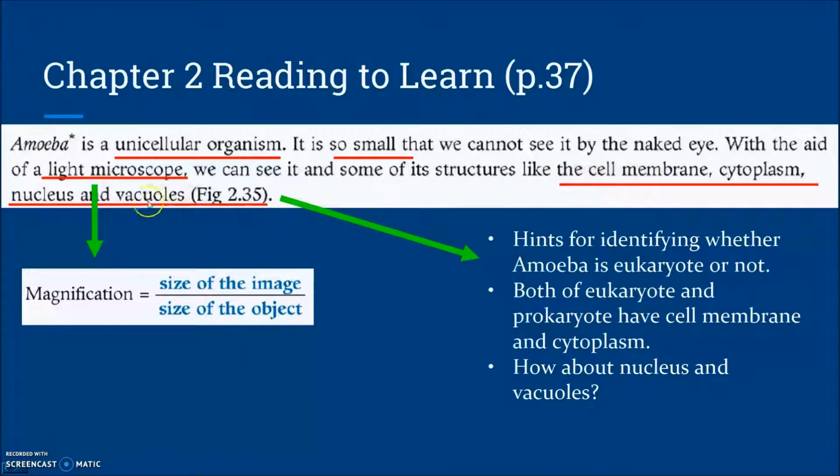So the second piece of information gives you a hint for identifying whether the amoeba is a eukaryote or not, because both eukaryotes and prokaryotes have a cell membrane and cytoplasm. But how about the nucleus and vacuole? You need to point out any differences between them. And now I'm going to teach you how to calculate the magnification by using this equation.